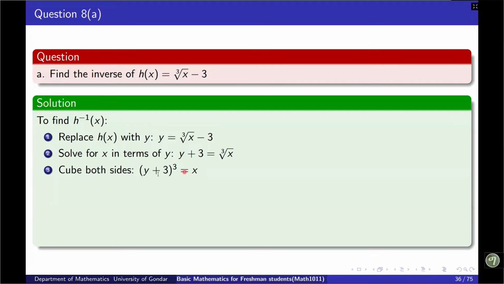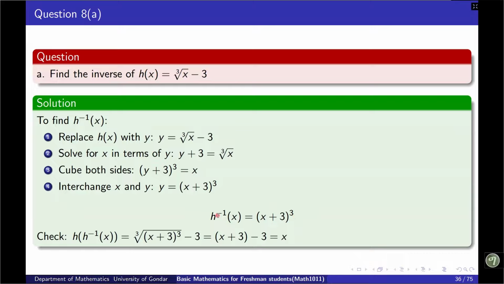Then replacing the variables y and x, and taking f inverse of x for x, we have y is equal to x plus 3, to the power of 3. That could be the inverse of the given function, or generally h inverse of x equal to x plus 3, to the power of 3.